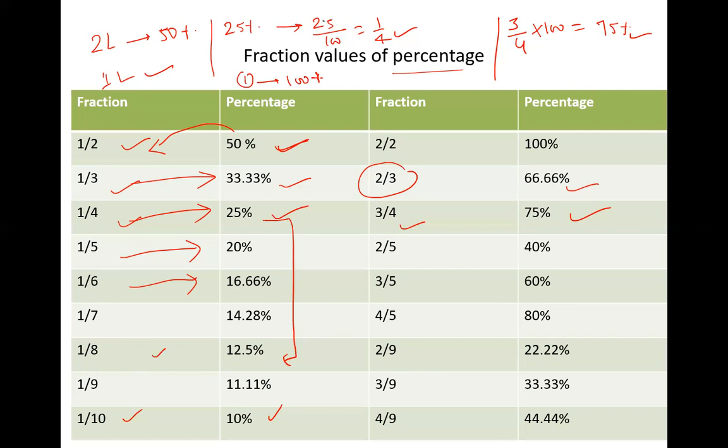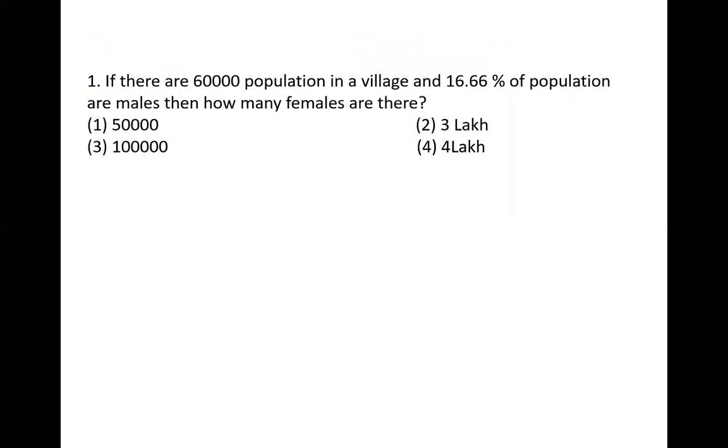So now we'll move towards the questions. I am going to tell you some questions, how to do the questions with the help of these fraction values and by the concepts also. See, question number 1. If there are 60,000 population in a village and 16.66% of population are males, then how many females are there?